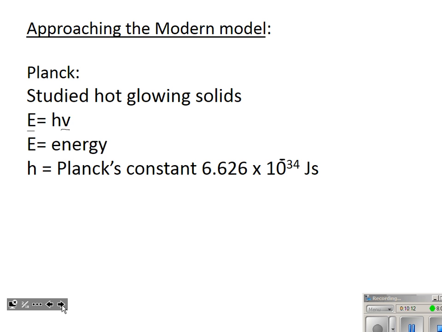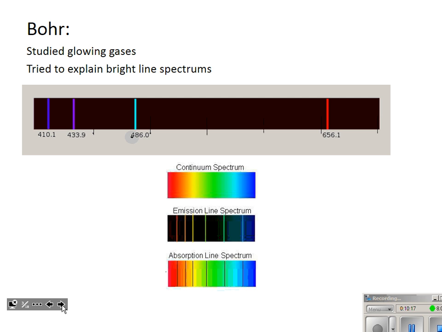So these are the observations that led to Bohr's model of the atom. And Bohr was studying glowing gases, whereas Planck was studying glowing solids. So Bohr was basically studying a cathode ray tube again. But this time, he was holding up a prism to the light that was coming off of the cathode ray tube. And when he held a prism up, this is what he saw. This is called a bright line spectrum.